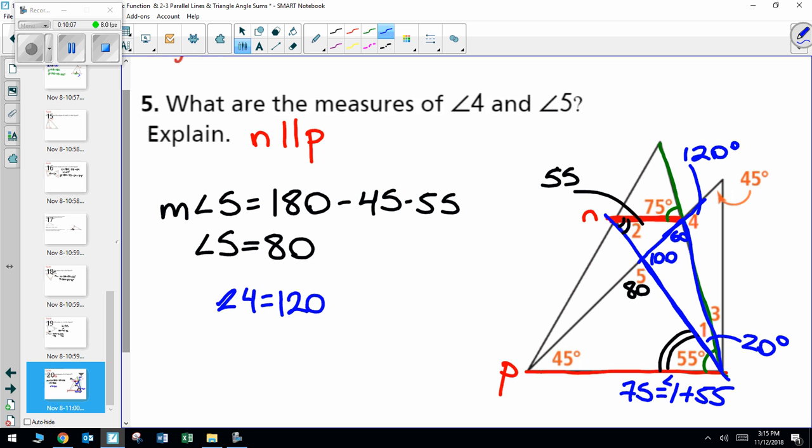I can also finish this problem by finding angle 3, because now I know that angle 4 is 120 and the other angle is 45. So 180 minus 120 and 45 leaves me that angle 3 is 15 degrees.